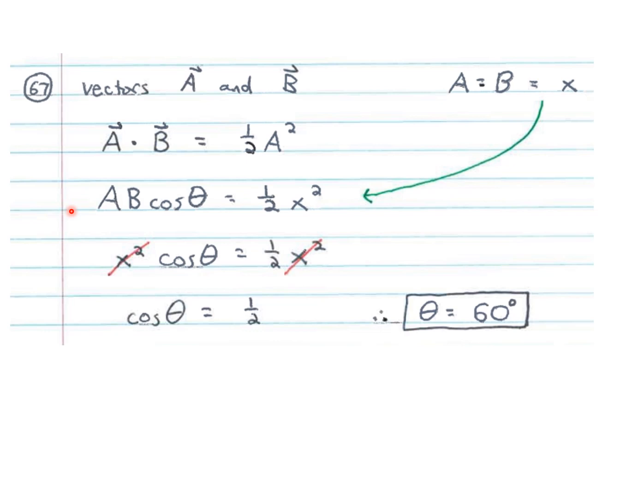And it's that theta that we're interested in. Well, A times B is X squared. It's X times X. And here in this line, you can see the X squared and the X squared, they will divide out. And we're left with cosine theta equals 1/2. So then we can take the arc cosine of 1/2 and we get theta equals 60 degrees. So there's the two vectors.